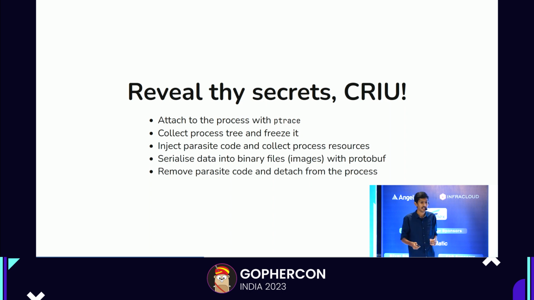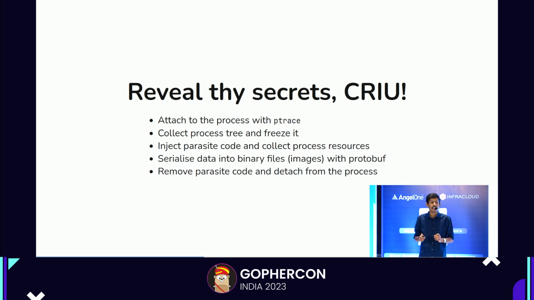So what CRIU does is attach itself as the parent process to the process that you want to checkpoint, and then it walks the process tree and freezes it completely. So now, if you have a parent process, that process itself and every single child process spawned by it is frozen. And after this, it does something very, very creative.